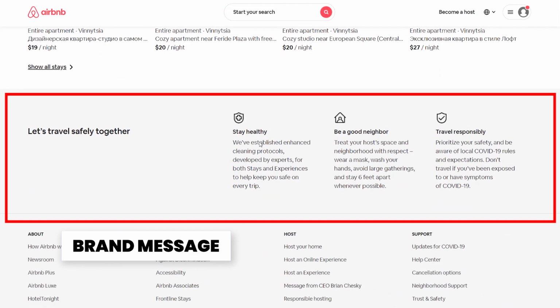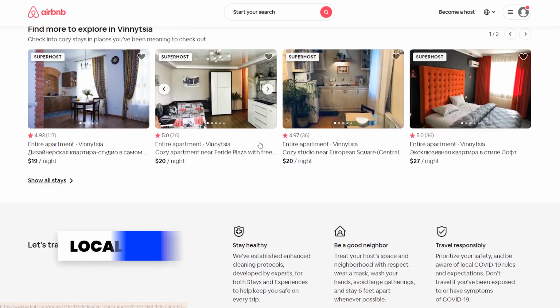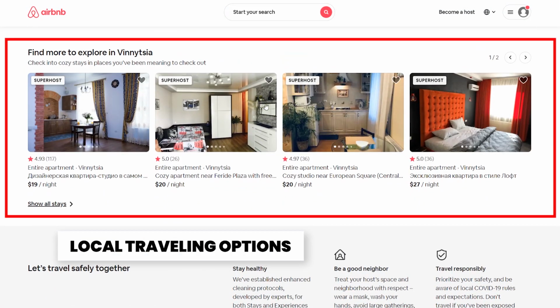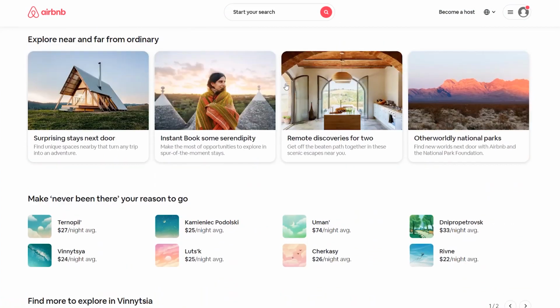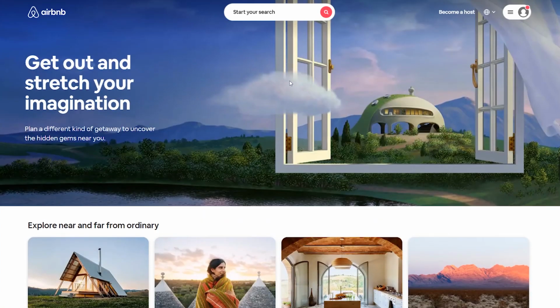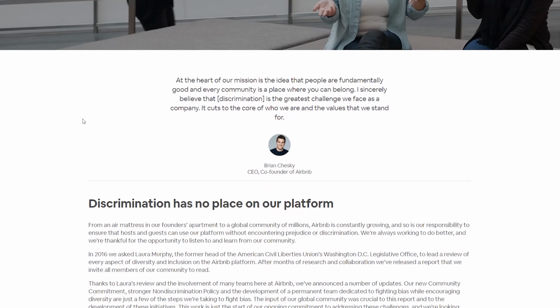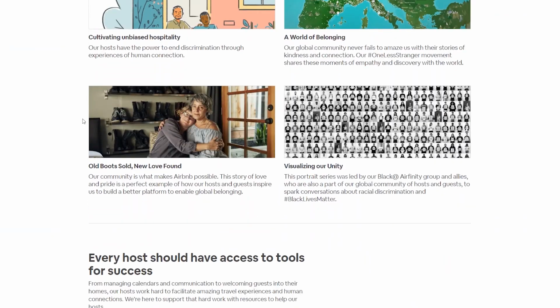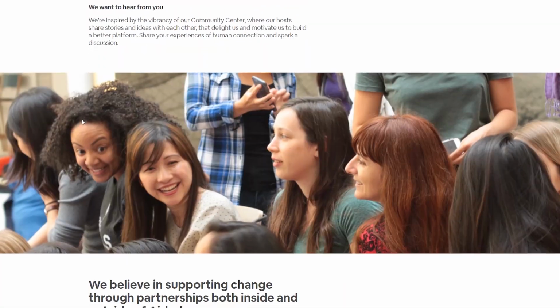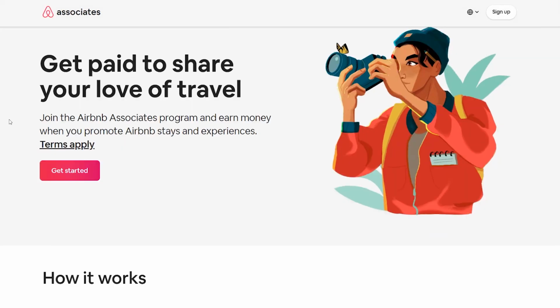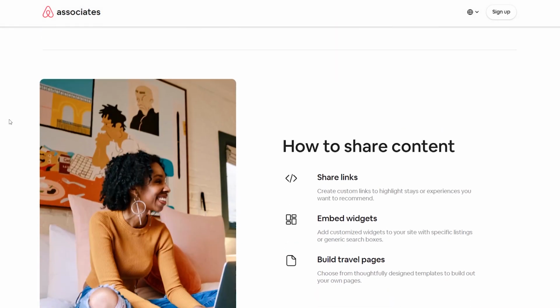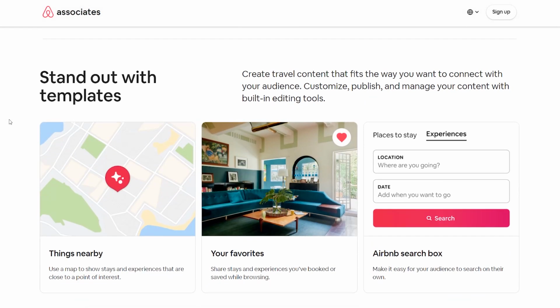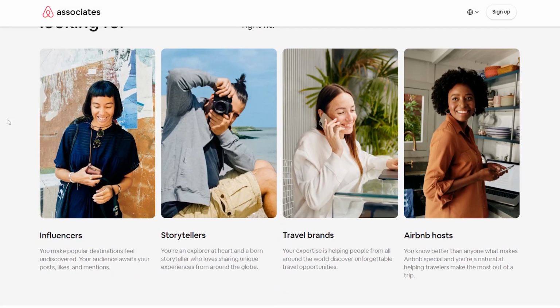If a user subscribes to their service, they can find great options for local traveling as well as lots of online experiences without leaving the comfort of their home. Airbnb uses storytelling to instill values like diversity and belonging, battling discrimination, etc. Apart from client-oriented storytelling, Airbnb caters to influencers, bloggers, travel brands, and Airbnb hosts.